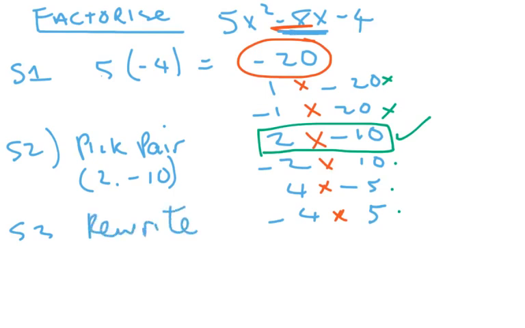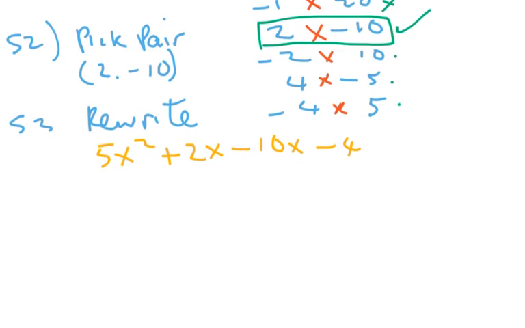So I'm rewriting 5x squared plus 2x minus 10x and then minus 4. I then identify the highest common factor on both sides. The highest common factor here is x. The highest common factor over here looks like 2. Alright, 2 will go into 10, 2 goes into 4. So now step 4, group.